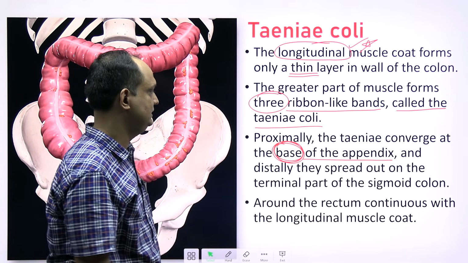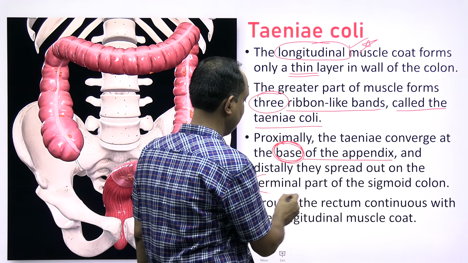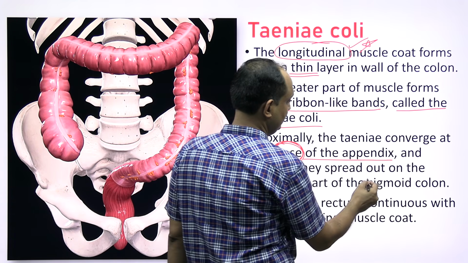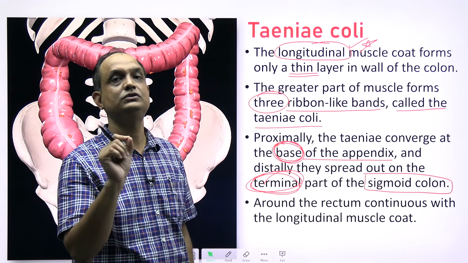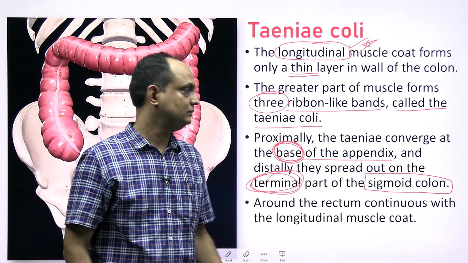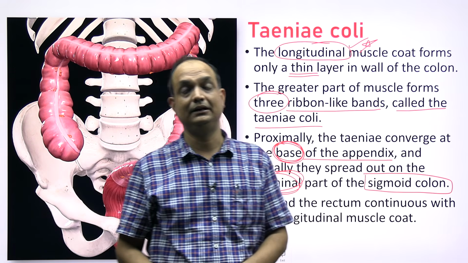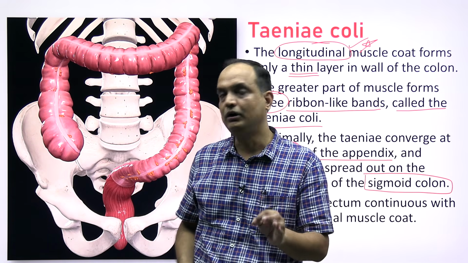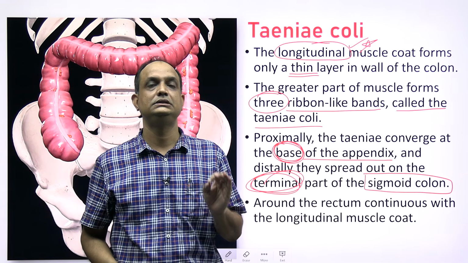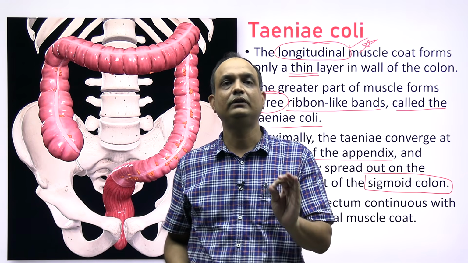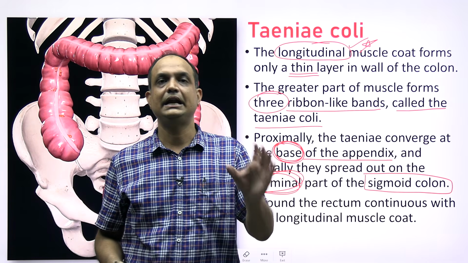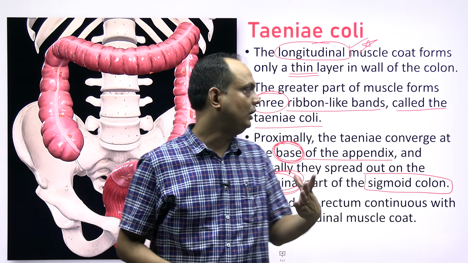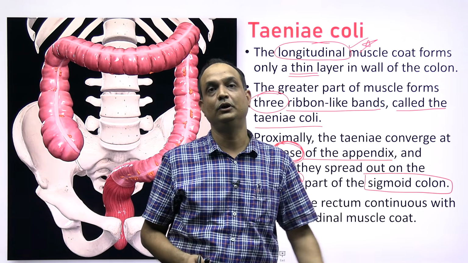So you have to understand that they will be present only up to the terminal part of the sigmoid colon, which is known as recto-sigmoid junction. This is a very commonly asked question in exams. What is the beginning point of the Teniae? Answer is base of appendix. And what is the termination point of Teniae? Answer is recto-sigmoid junction, or the terminal end of sigmoid colon.